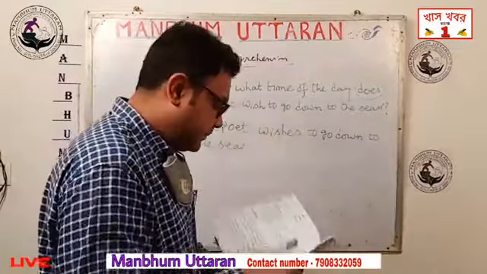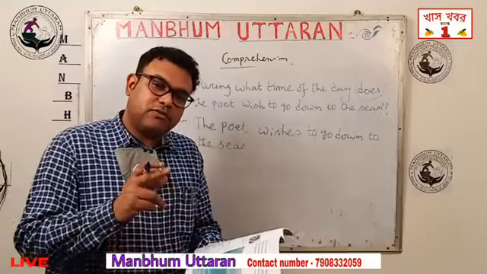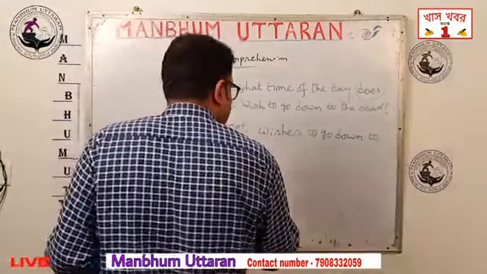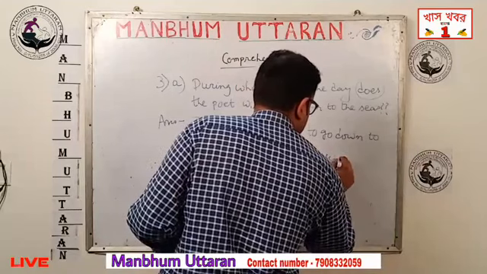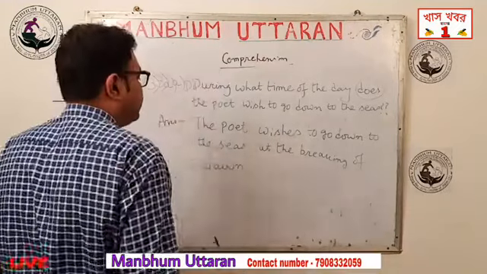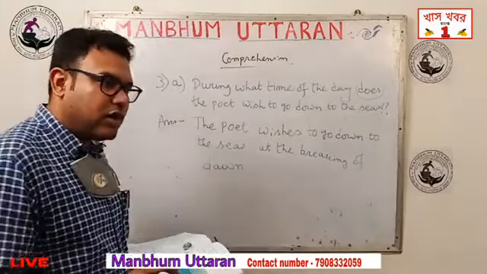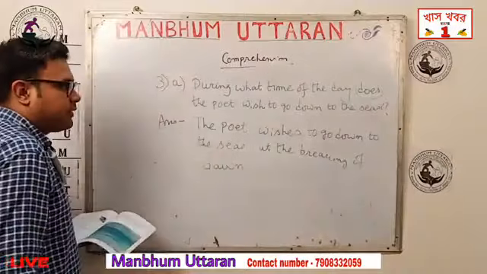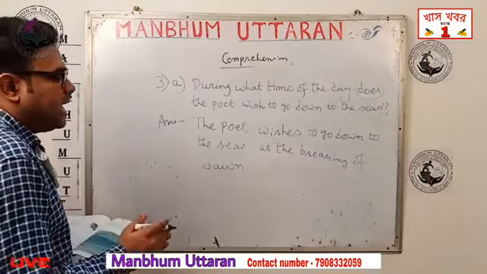Let us go back to the poem once again. As you all remember, just focus on the fourth line of the first stanza, and a gray dawn breaking. The poet wishes to go down to the seas at the breaking of dawn. The question is one-liner, so our answer will also be one-liner. I'm again repeating the answer. The poet wishes to go down to the seas at the breaking of dawn.